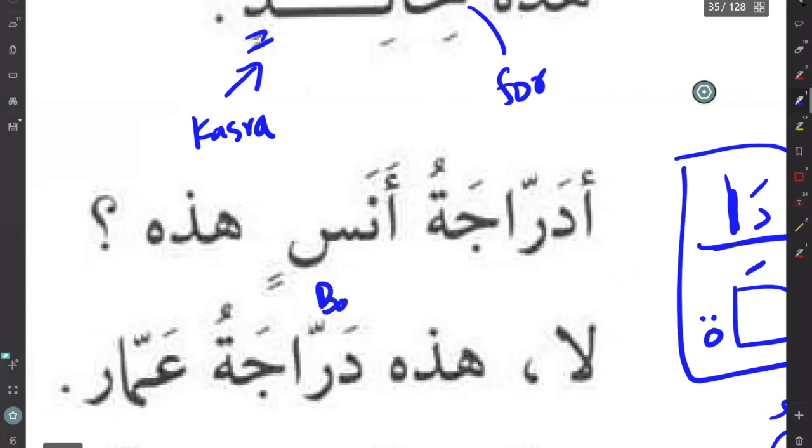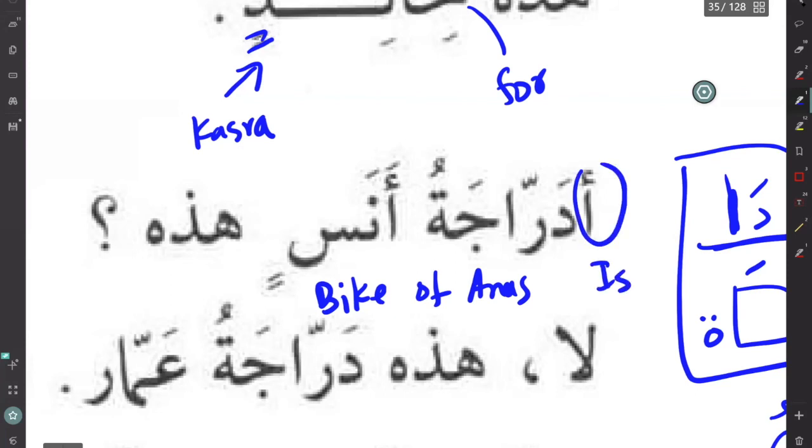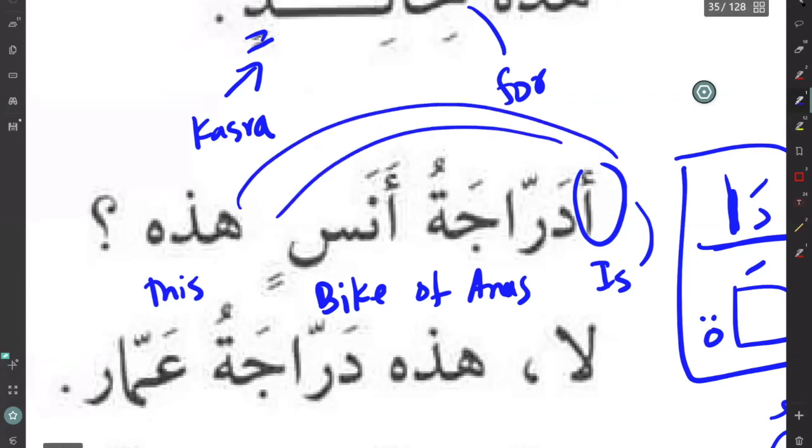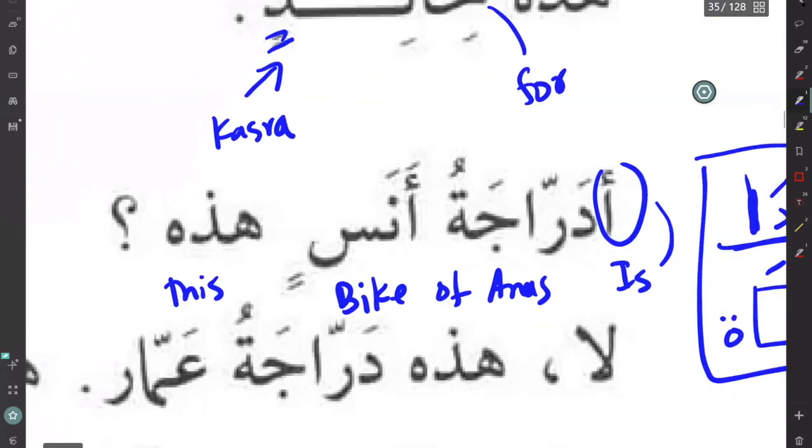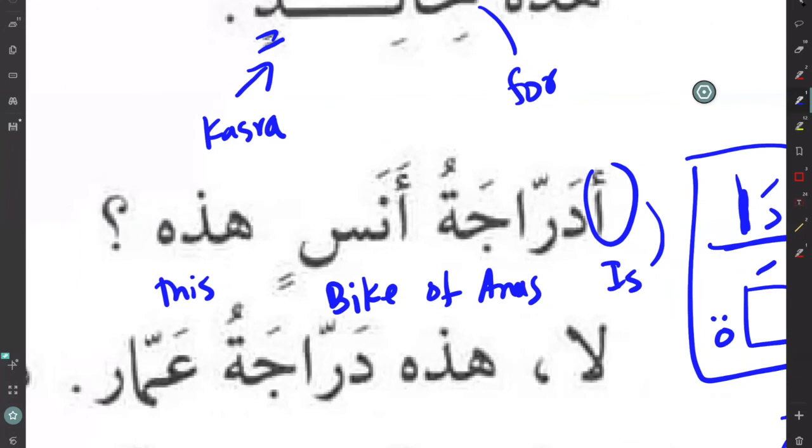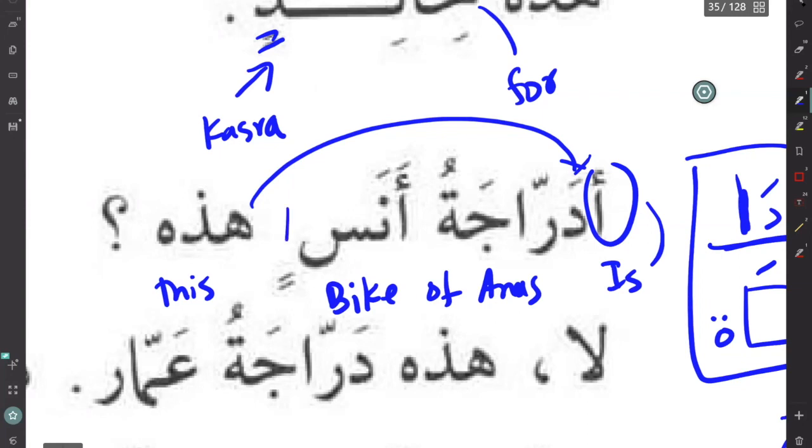I don't know why I removed the whole thing again. Bike of Anas. I'll just, it's because of this, Hamza. This. So is it bike of Anas, this? It kind of sounds weird. Like you kind of have to move this one here and put this one here, something like that. This one, you can also say, hadihi darrajatu. You can put this hadihi here, but the better way is saying it like that.